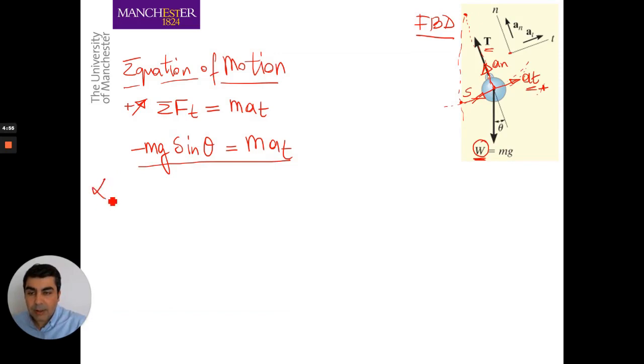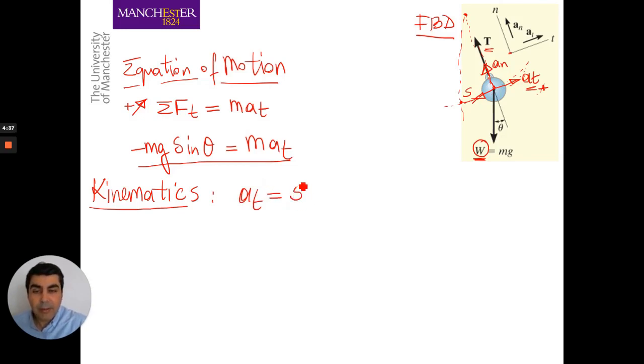We can continue with the kinematics of the problem. That means we can write our acceleration in the tangential direction as the second time derivative of our displacement. We also know from geometry that our displacement is equal to the length times the angle theta, right? So this will give us a chance to write our acceleration in a slightly different format. We can take the second time derivative of our displacement, which will be equal to L, and L is constant, so its derivative is itself, times theta double dot, the second time derivative of theta.